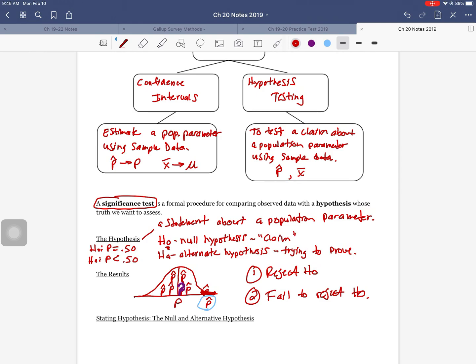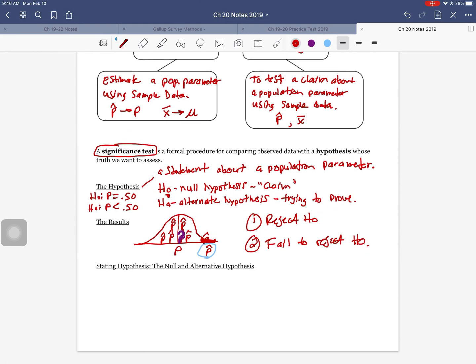However, if our evidence or our sample proportion is really close to the claim, or the null, then we don't have evidence to reject it. We haven't proven it, but we can't say it's not true. So that's why we say we fail to reject the null. So your conclusions will always be one of those two statements. We either reject the null or we fail to reject the null.